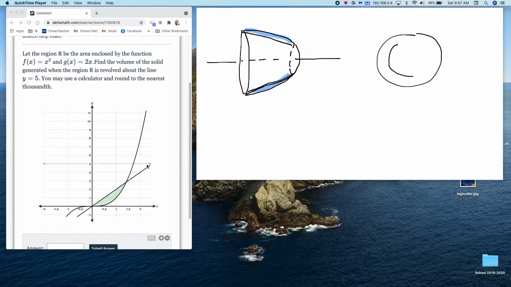But when you slice this, you'd get a thin washer, thin like that. If I cut that thing right down there, you would generate that, and this part right here would be blue in here. So what we've got to do is come up with these radii.